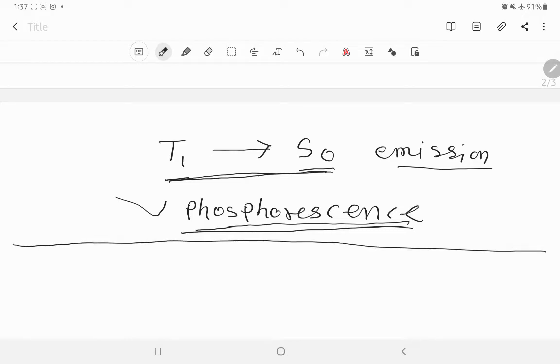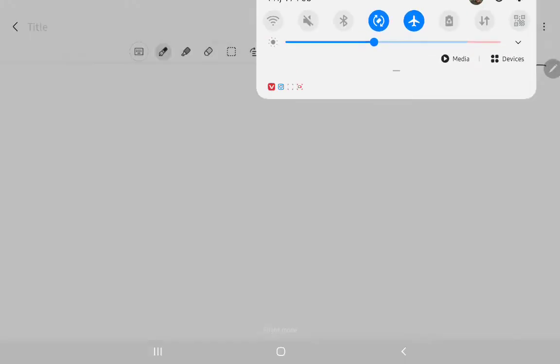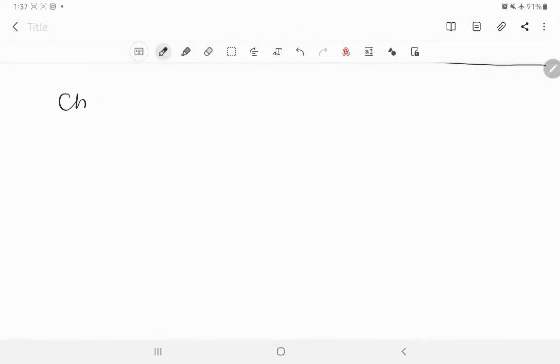Okay, got it? What is fluorescence? What is phosphorescence? There are again some more phenomena, but in our syllabus only these two phenomena are included. One more point is included in our topic, that is chemiluminescence.